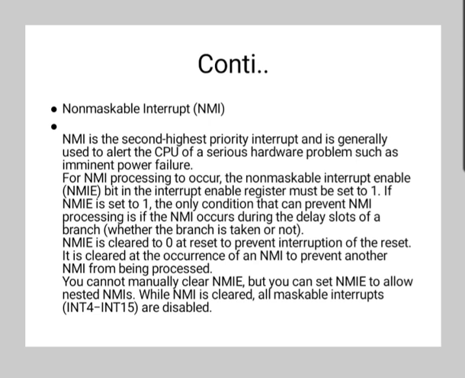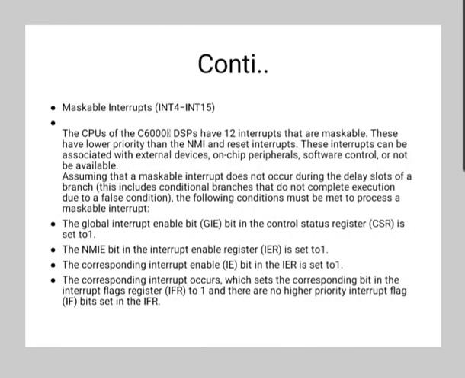NMIE is cleared to 0 at reset to prevent interruption of the reset. It is cleared at the occurrence of an NMI to prevent another NMI from being processed. You can manually clear this, but you cannot set NMIE to allow nested NMIs. While NMIE is cleared, all maskable interrupts, that is INT4 to INT15, are disabled. Next is the maskable interrupts, INT4 to INT15.